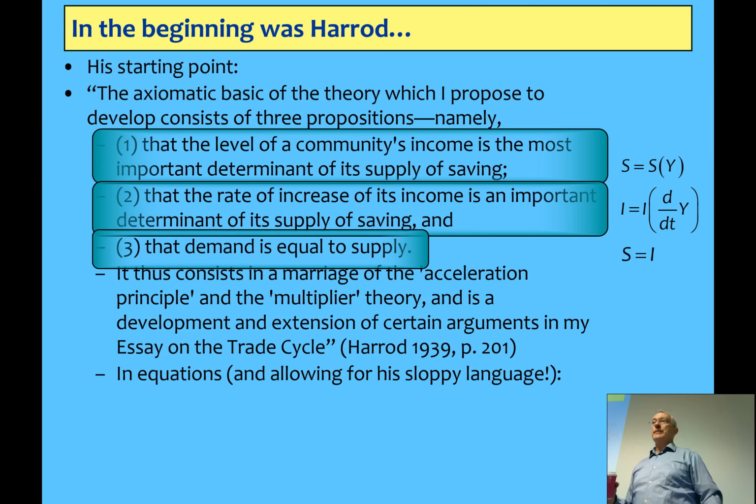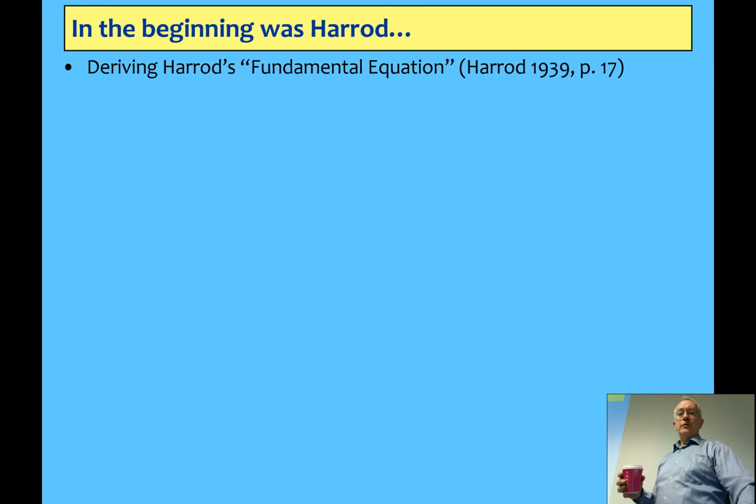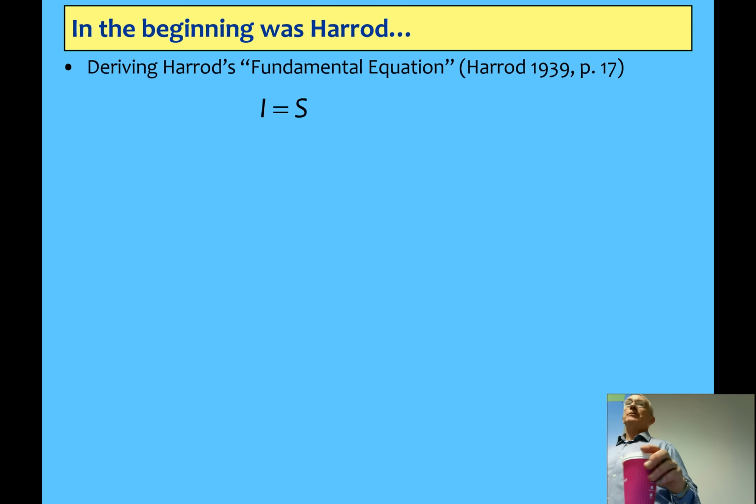So you equate the two. That sort of argument. Okay. Well, in deriving what he called his fundamental equation, he does it a different way, but this is probably the easiest way to go about it. You start from this argument of identity between investment and savings. Again, this is a definitional thing.